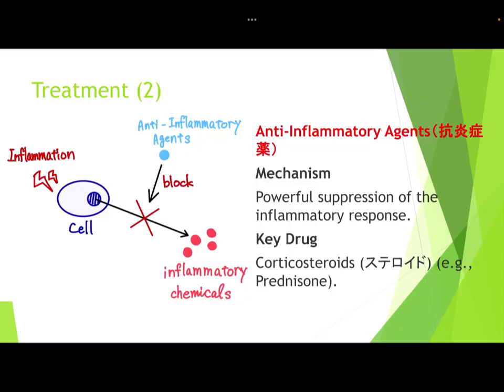For more severe or persistent reactions, we use anti-inflammatory agents. These provide a powerful suppression of the inflammatory response. The key drugs in this category are corticosteroids, with prednisone being a common example.